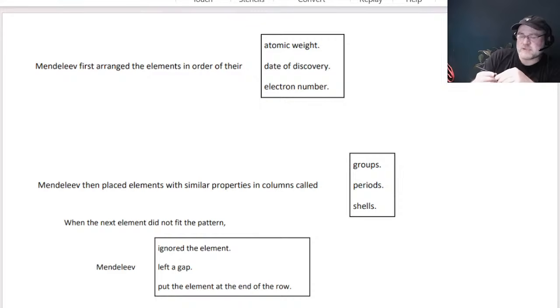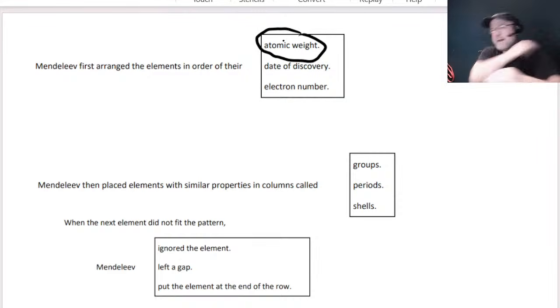So Mendeleev first arranged the elements in order. How did he first arrange them? And all scientists did this. He did it by atomic weight. Give yourself a pat on the back if you got it right.